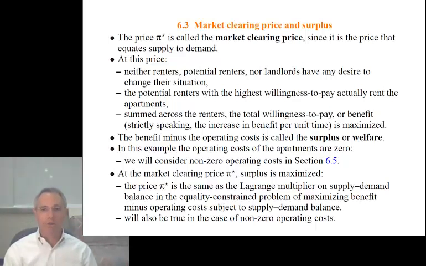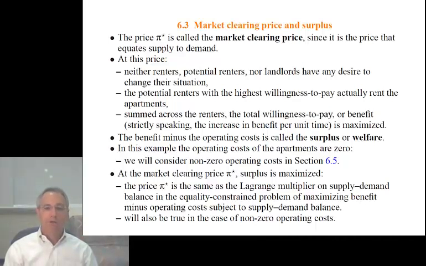That price is very important. It's called the market clearing price. It's the price that equates supply to demand. So clearing here means to make supply equated to demand. And at this price, to summarize, neither the renters, the potential renters, in other words, the ones who are not renting, nor the landlords have any desire to change their situation.